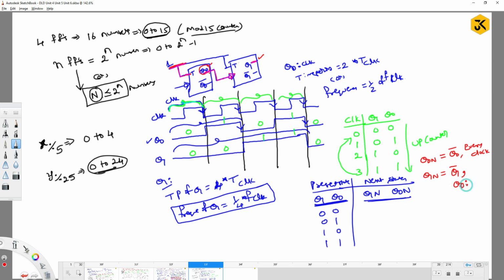So when q naught is moving from low level, sorry, negative edge trigger. Negative edge trigger means, negative means what? It is trying to move from high to low. I can say that in terms of 1 to 0, right? So you have to make sure to understand this particular point. This is very, very important.